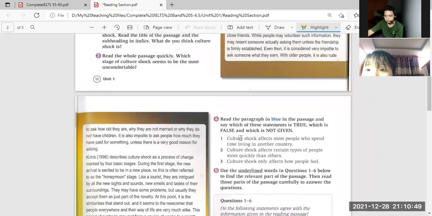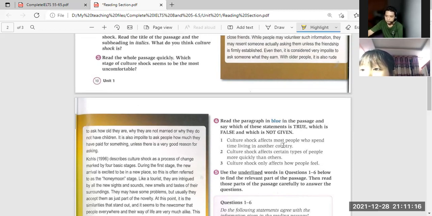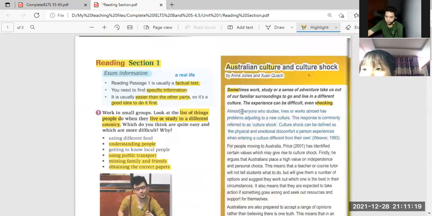Now, let's look at number 4. Read the paragraph in blue in the passage and say which of these statements is true, which is false, and which is not given. Can you read this first? Culture shock affects most people who spend time living in another country. You understand that? Yes. Now look at the blue one.